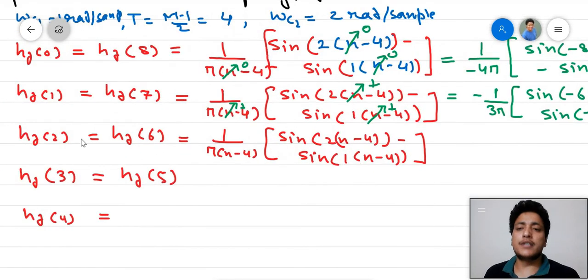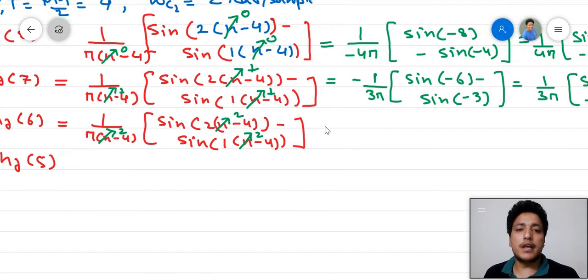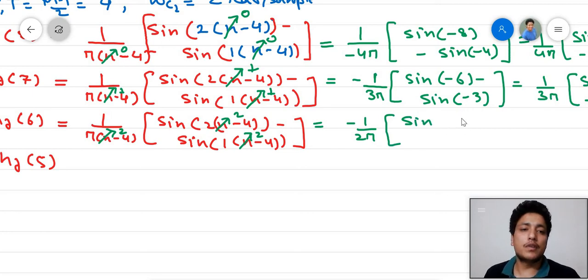Now for hd(2), this n will be 2, and this will also be equal to hd(6). Then we can write this equation as minus 1 by 2 pi [sine minus 4 minus sine minus 2].